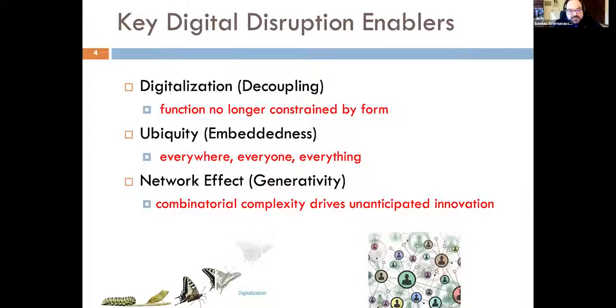The other element that is really important is the ubiquity, or the embeddedness, of this ecosystem. It's basically anywhere, with everyone, on everything, right? Of course, this is an exaggeration, but if you think about water spreading, this is what you've seen of this digital ecosystem. But the other element that is extremely disruptive is the network effect and the generativity that it creates. Because the digital ecosystem is naturally connected, it has a snowball effect very quickly because of the network, but at the same time it may drive unanticipated innovation because of the combinatorial complexity that is there.